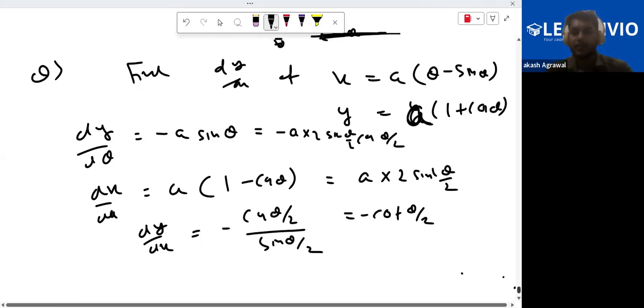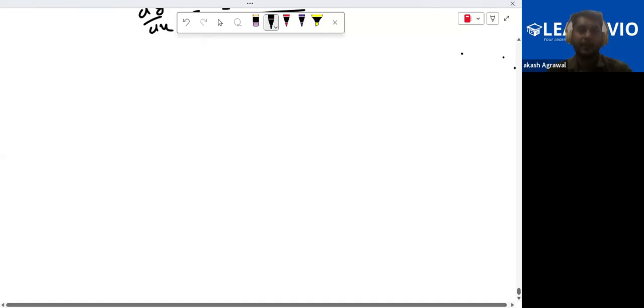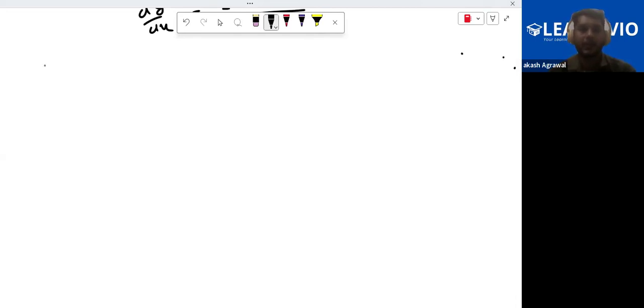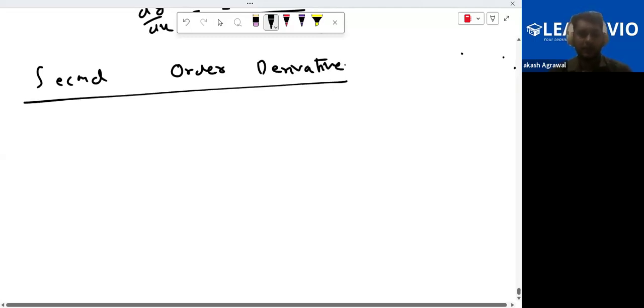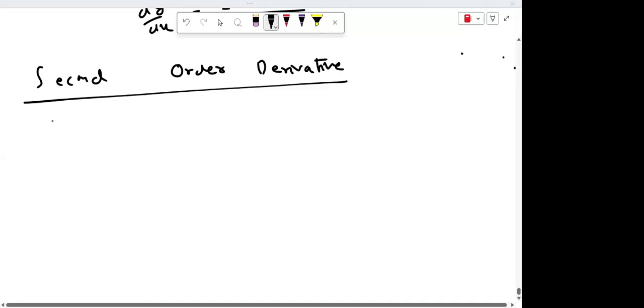So this is all about parametric differentiation, not much to do with the critical questions here. Okay. Next topic is second order derivative. This is also pretty simple. Let me give you the definition first, then I'll explain what it means.